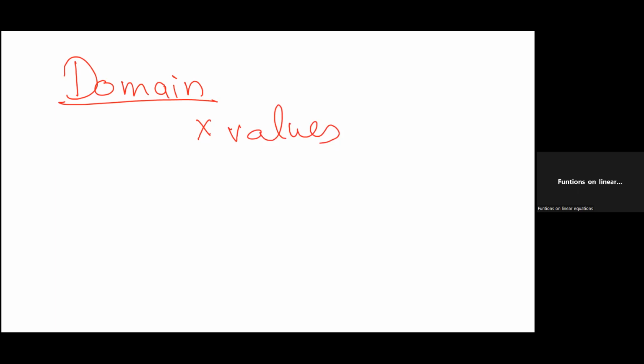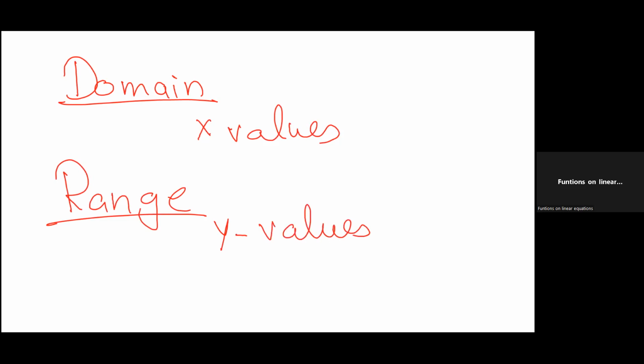Okay. Now the next thing is about range. Just like domain, range is also very simple. Range is about the y values. These two terms are going to be used when you have to define a function. Now the next thing is how you're going to write it when someone asks you what is the domain or what is the range of that function.